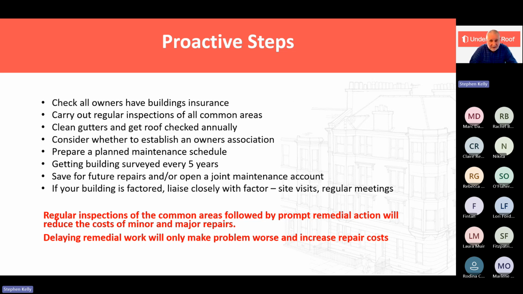In fact, I've just had an inquiry last week from somebody who made a claim about a faulty roof, and the insurance company is saying it's wear and tear because you didn't check your roof. Obviously, we talked about establishing an owners association, preparing a planned maintenance schedule, getting your building surveyed, saving for future repairs, and if your building is factored, liaise with your factor. Shake hands across the water, whatever the phrase is, speak with your factor.